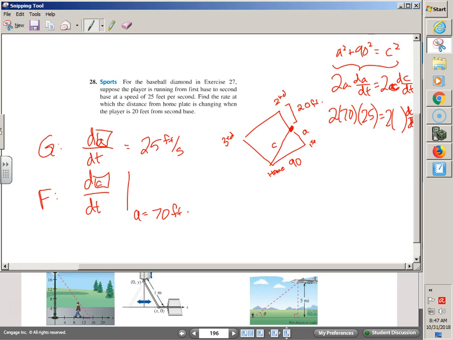Has anybody figured out where to look if you're missing something? Usually the first place to go looking: if I know A, what can I do to find C? Plug it in. If you know A, you can find C. So C is going to end up equaling the square root of 49 and 81, 4900 and 8100. Sorry, my zeros might be wrong.